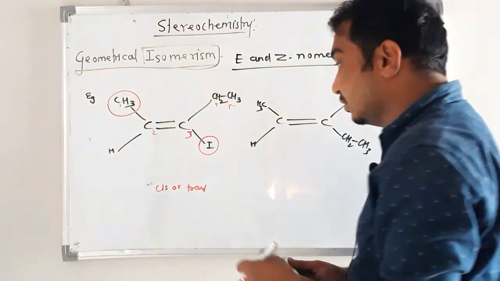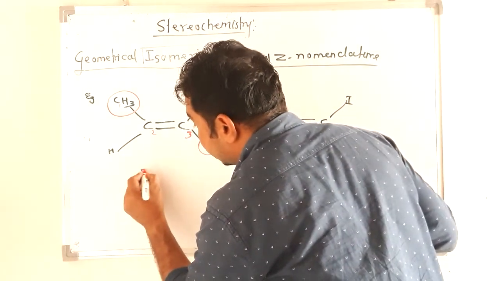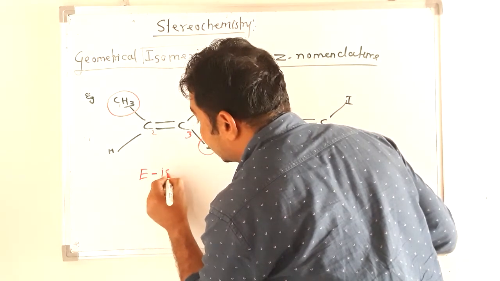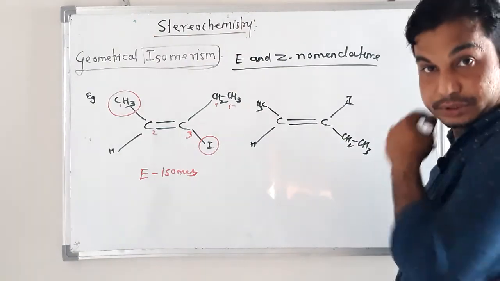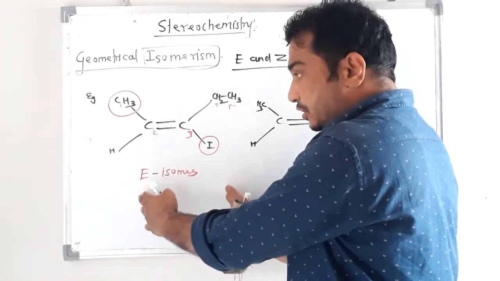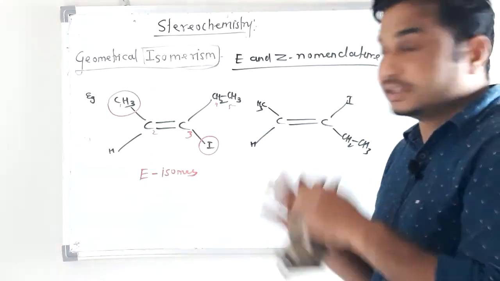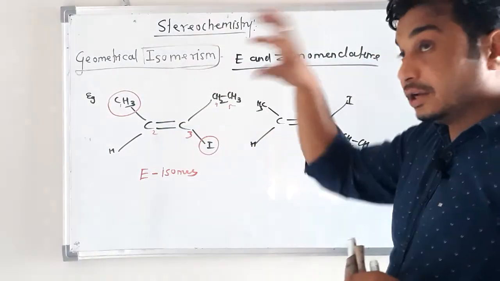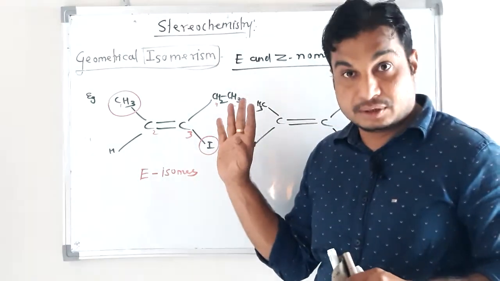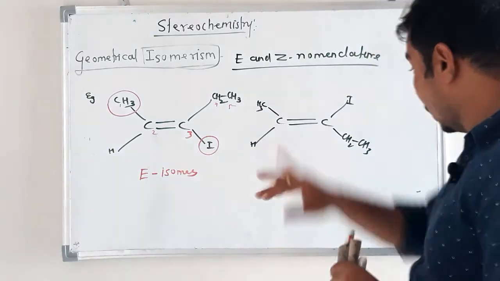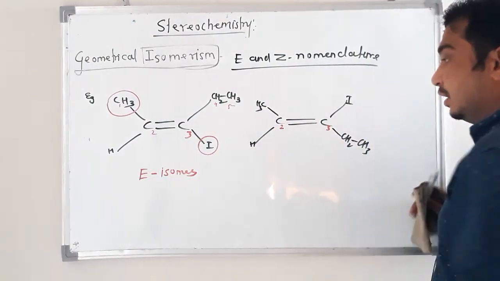In that case, this form is named as E isomer. This is called the E isomer. Means first write the IUPAC name, and before the IUPAC name write E. That E represents the geometry of substituents across the carbon-carbon double bond. That is the meaning of E. E means opposite.